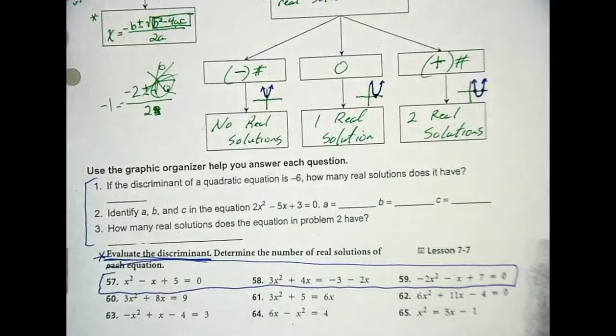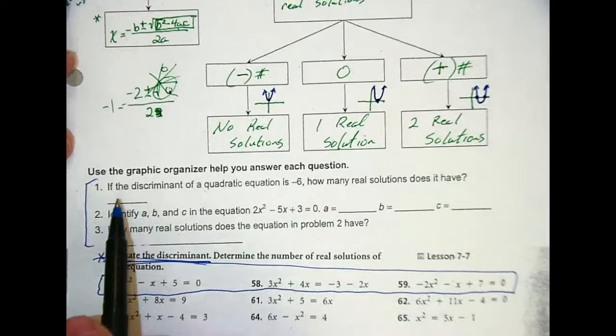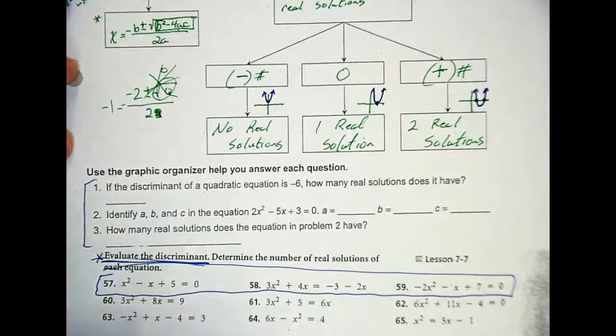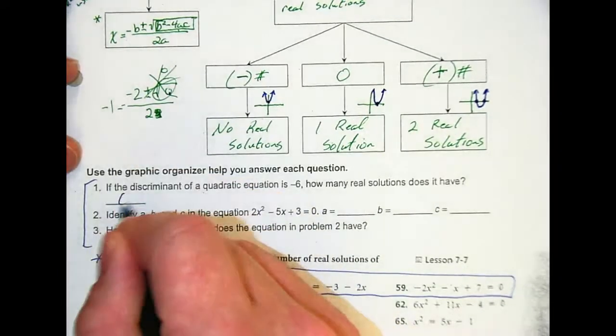Okay. And number 1, if the discriminant of the quadratic is -6, how many solutions? 0 solutions. Good, because it's negative. How many got that one?